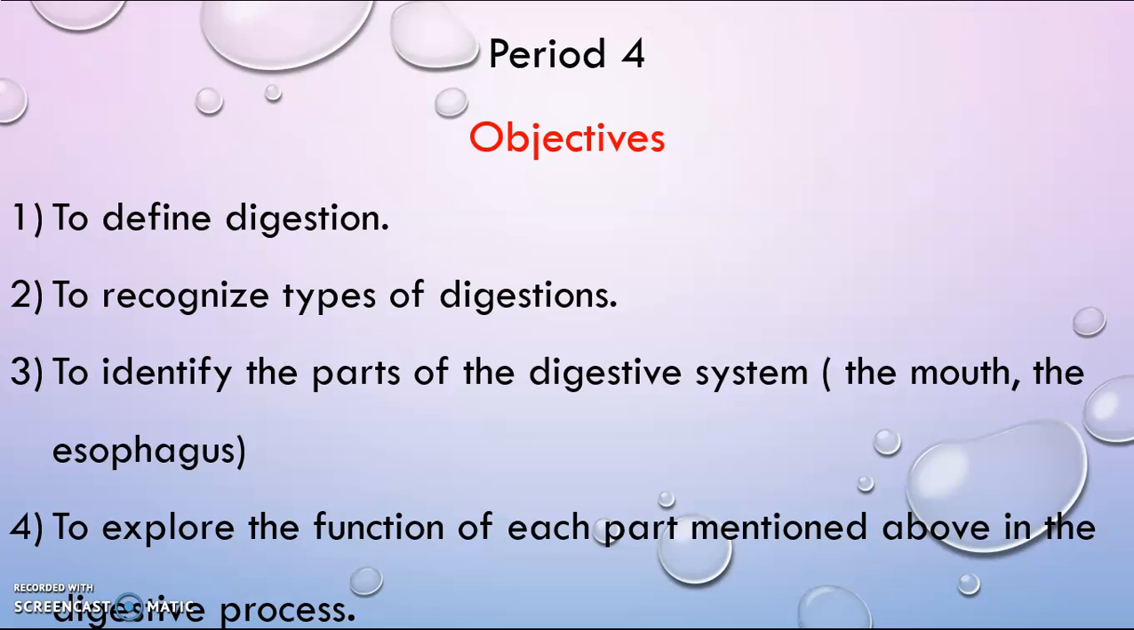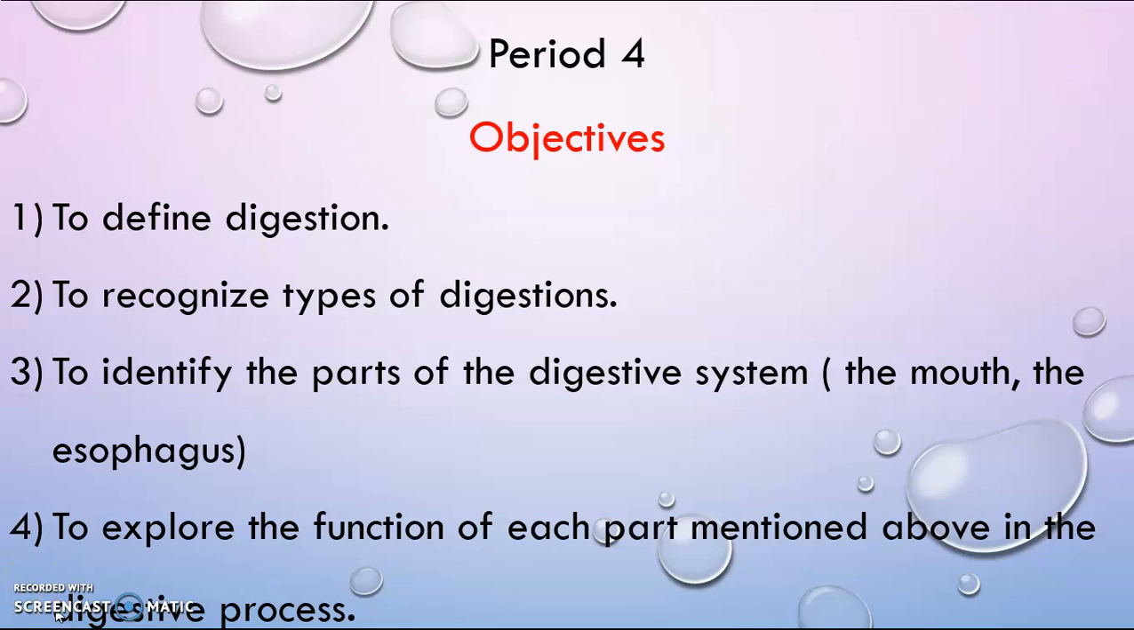In this lesson, we are going to define digestion, to recognize the types of digestion, to identify the parts of the digestive system, the mouth and the esophagus. Other parts we are going to learn in period 5. And we are going to explore the function of each part mentioned above, which is the mouth and the esophagus, in the digestive process.